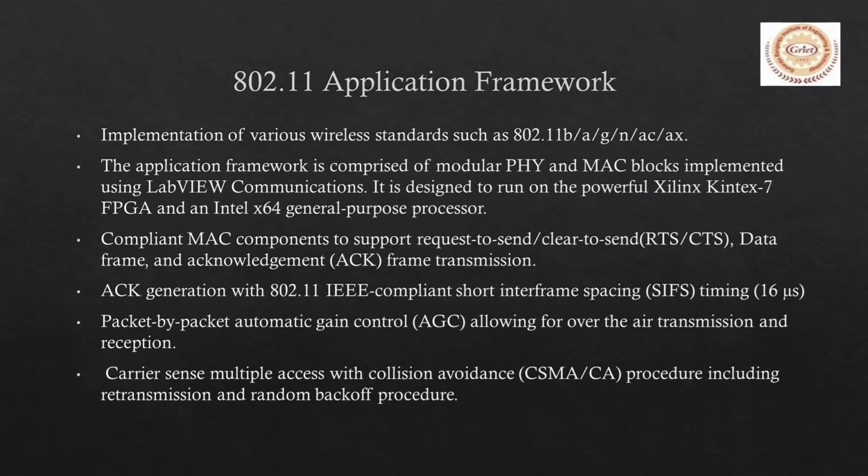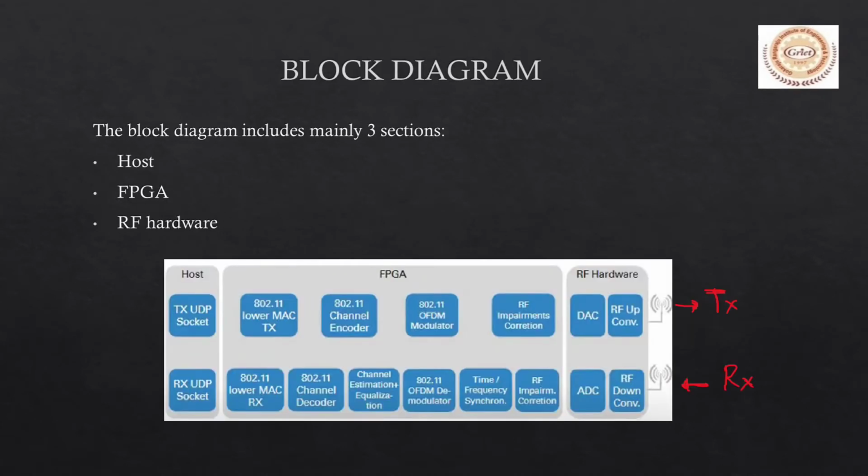It is comprised of PHY and MAC blocks implemented using LabVIEW. The block diagram of the entire transmission and reception is shown here. It includes mainly three sections: host, FPGA and RF hardware. The packets from the host are sent to the FPGA section, wherein channel encoding and OFDM modulation occur, and are later transmitted through the RF hardware.